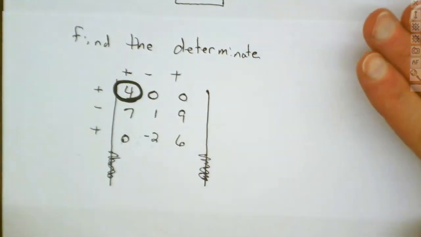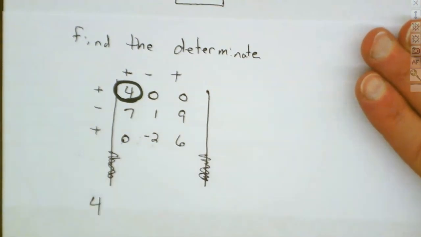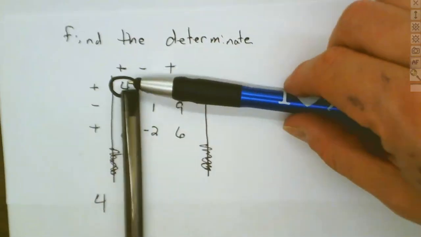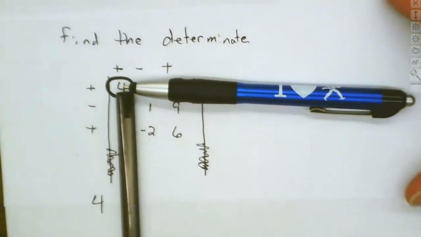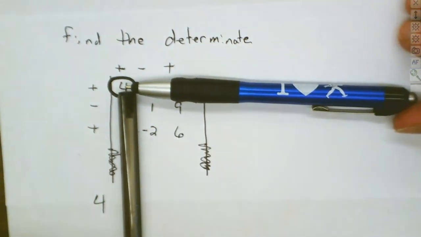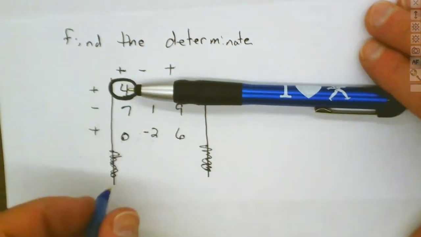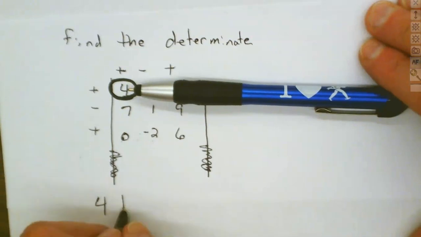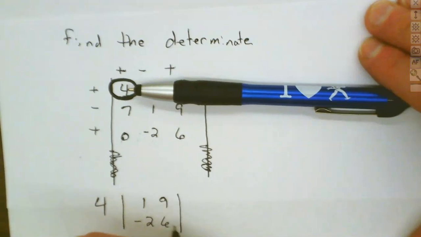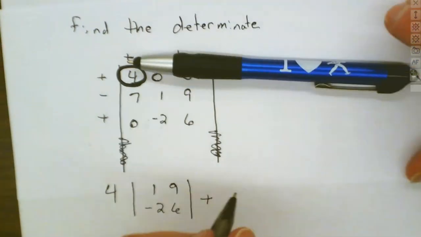So let's work with a 4. So we have a 4 in front. And cross these out. What's left over? 1, 9 minus 2, 6. So I just cross out that 4. 1, 9 minus 2, 6. Next one, we'll write it out, but it's really not even needed because the next one has that 0.